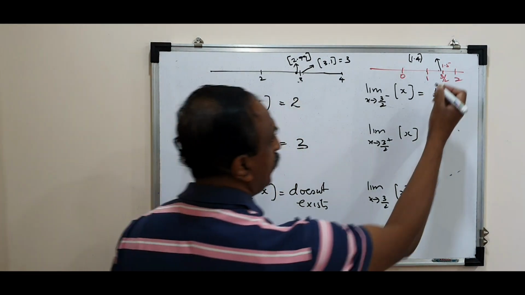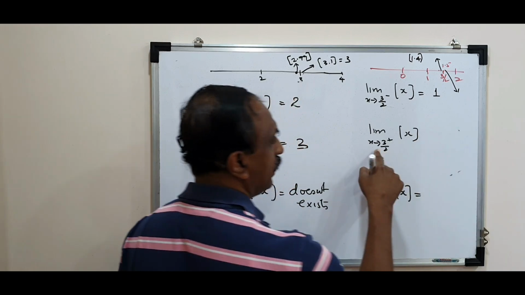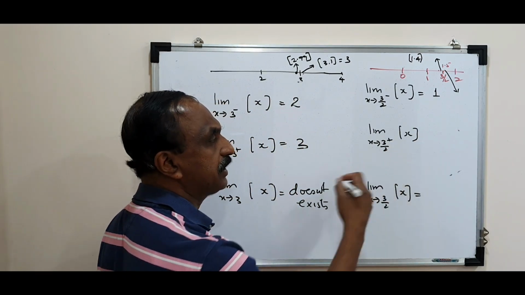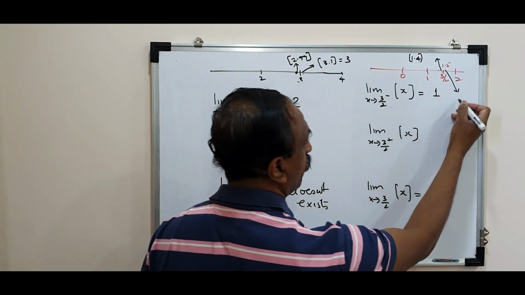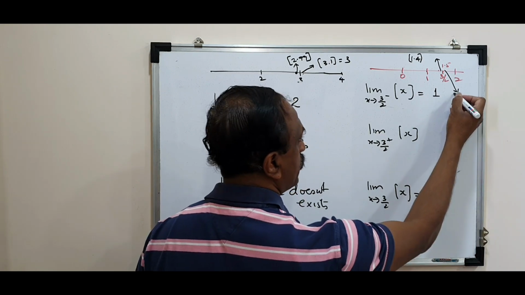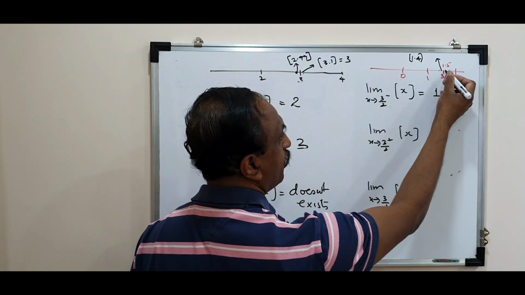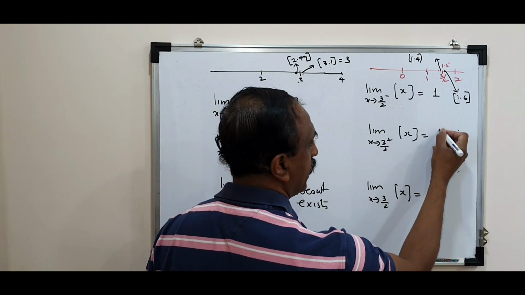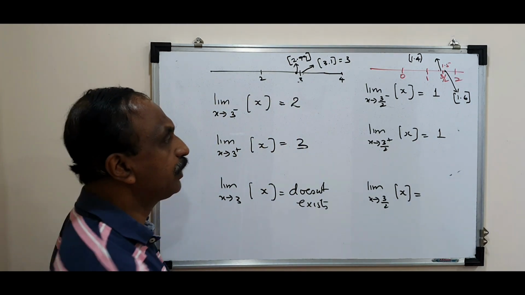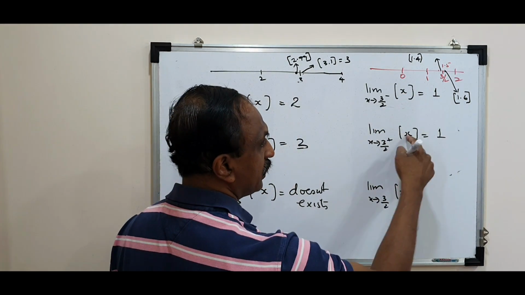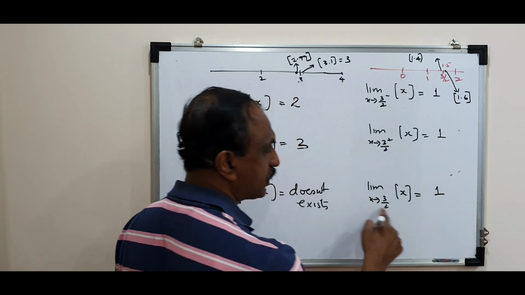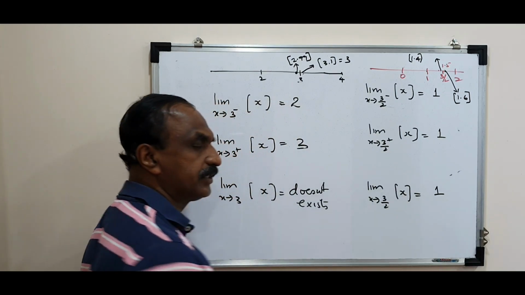If I take a number a little more than 1.5, that is 3 by 2 plus, let's say 1.6, what is the integer of 1.6? The lower number is 1, so that is also 1. So the left hand limit is 1, the right hand limit is 1. So the limit as x tends to 3 by 2 of integer of x is 1.